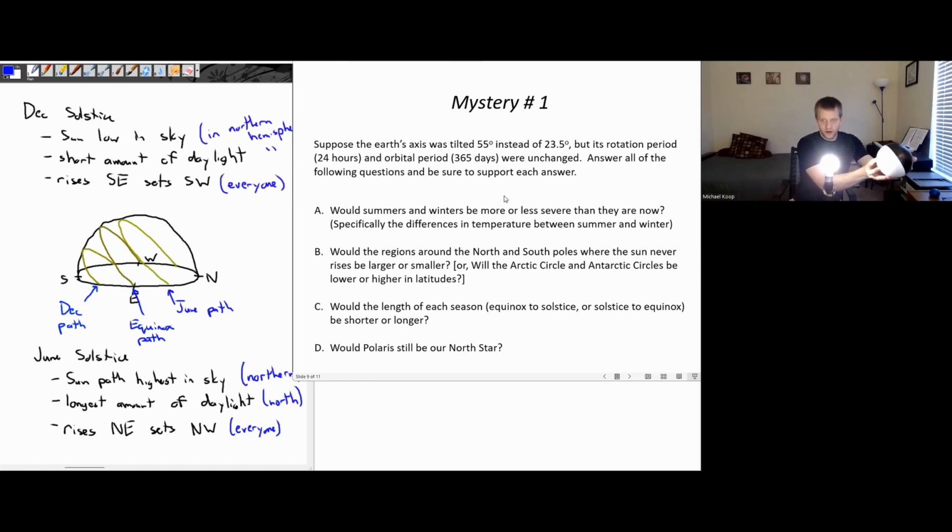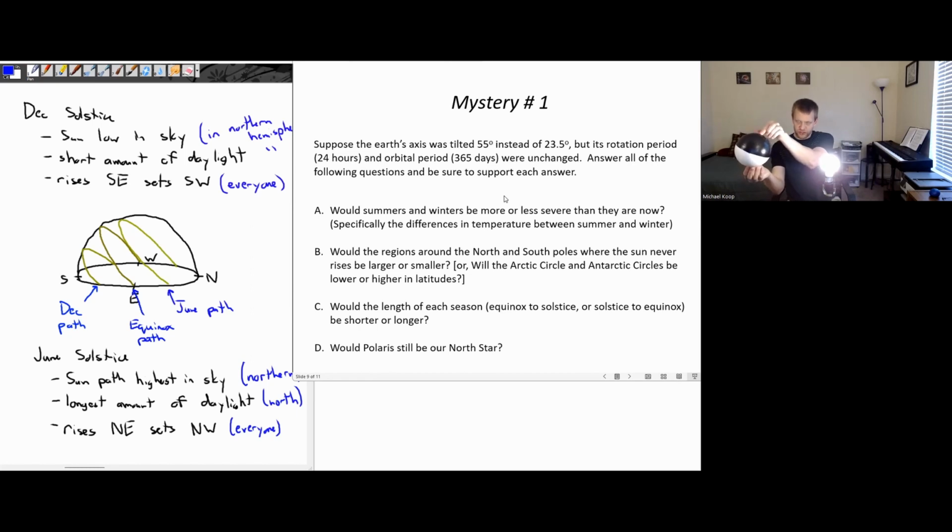Half a year later, now the northern hemisphere is not really getting any direct sunlight at all. So the summers would be more intense because more direct sunlight. Winters would be more intense because less direct sunlight. So the seasons would be much more severe. What about the regions around the North and South poles where the sun never rises? Would that be smaller or larger?